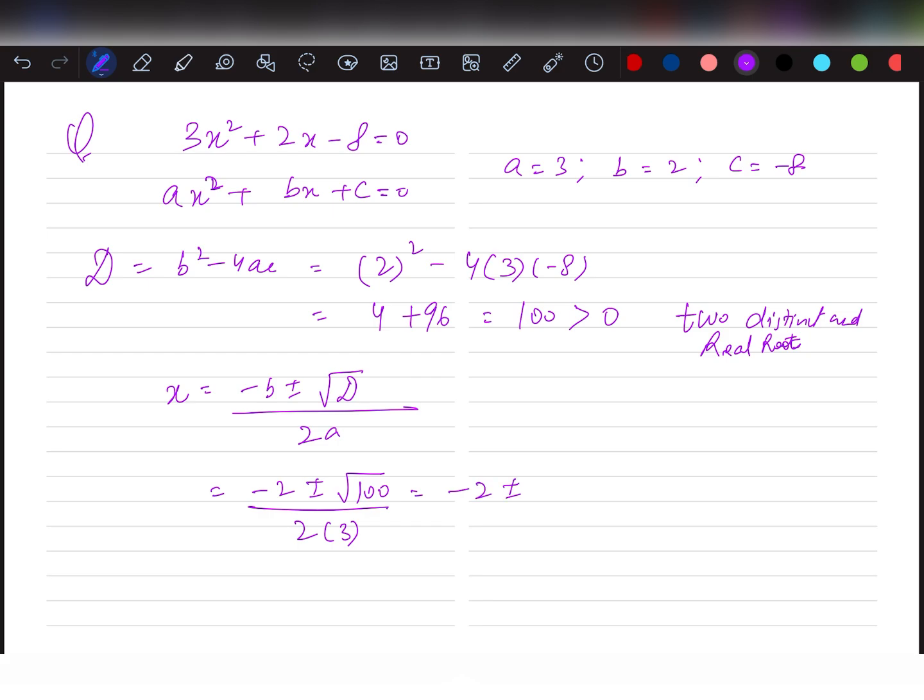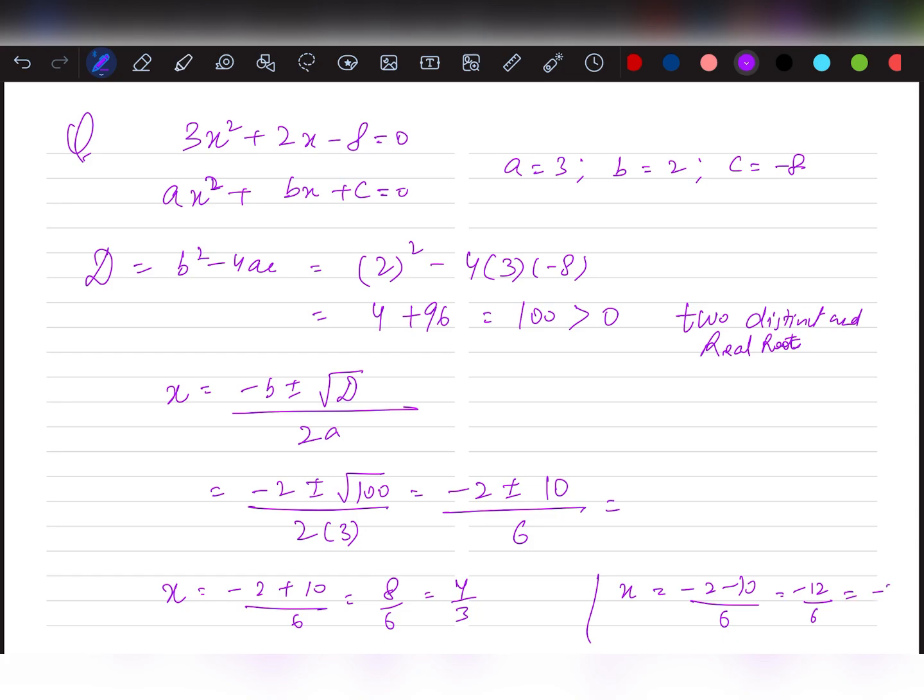x equals minus b plus or minus the square root of D, divided by 2 times a. This is -2 plus or minus root of 100, which is 10, divided by 6. Now we have two values of x: x equals (-2 plus 10) by 6, and x equals (-2 minus 10) by 6. When you solve it, you will get 8 by 6, which is 4 by 3, and when you solve the other, you will get -12 by 6, so this is -2. So here are the two values of x we have: x equals 4 by 3, and x equals -2.